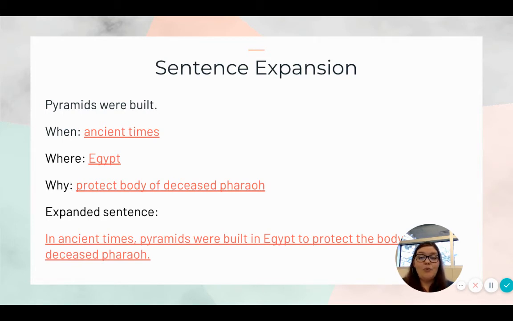So this example would read, in ancient times, pyramids were built in Egypt to protect the body of a deceased pharaoh. So we took that little bitty sentence, pyramids were built, that didn't tell us much, and we created this more complex, expanded sentence that tells us more about the pyramids. And we're able to see, what did our students comprehend in their reading?